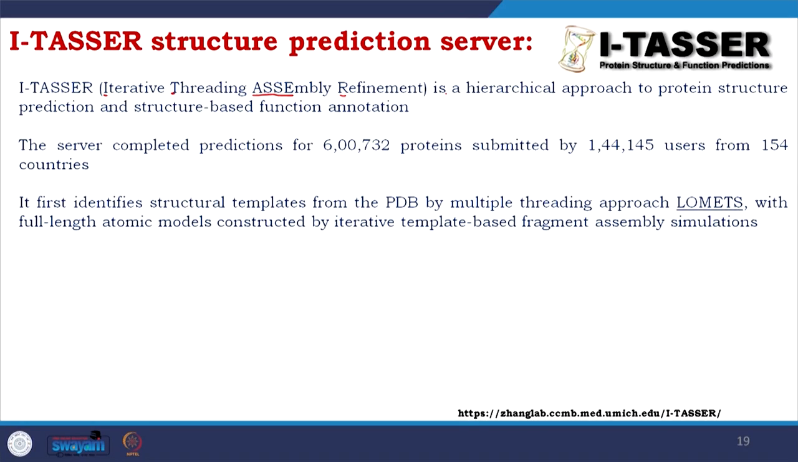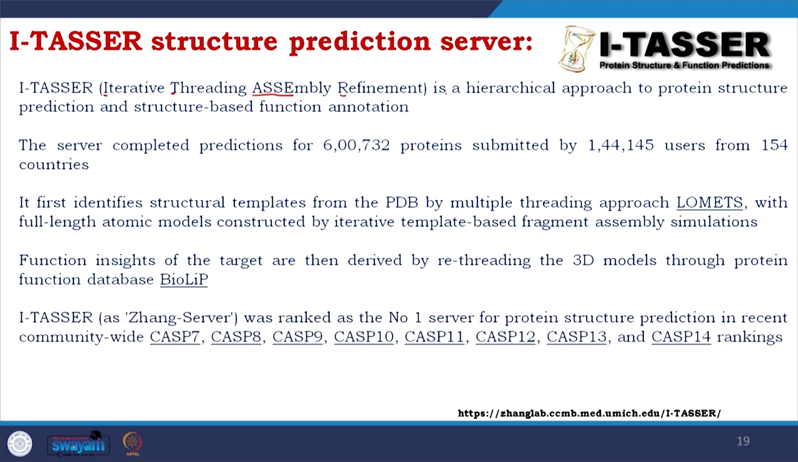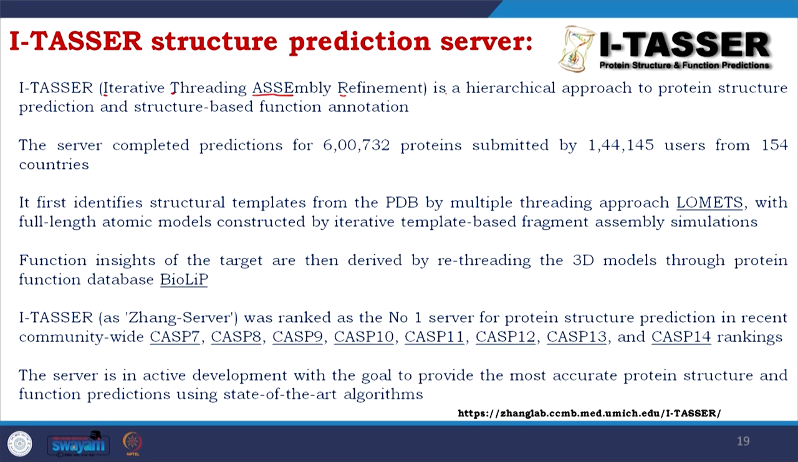It first identifies structural templates from the PDB by the multiple threading approach LOMETS, with full-length atomic models constructed by iterative template-based fragment assembly simulations. Functional insight of the target is then derived by re-threading the 3D model through a protein function database, which is BioLiP. As I told before, ITASSER, as Zhang server, was ranked as the number one server for protein structure prediction in recent community-wide CASP-7, CASP-8, CASP-9, CASP-10, CASP-11, CASP-12, CASP-13 and CASP-14 rankings. So, most or all of the rankings, you could say. The server is in active development with the goal to provide the most accurate protein structure and function prediction using state-of-the-art algorithms. Here is the link. If you like, you could go back and check it.